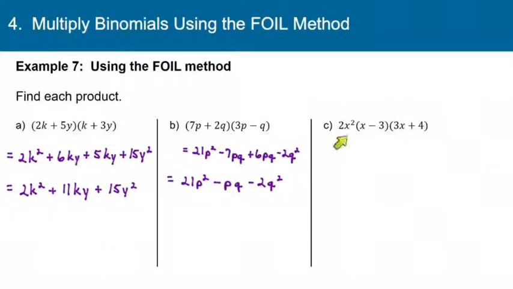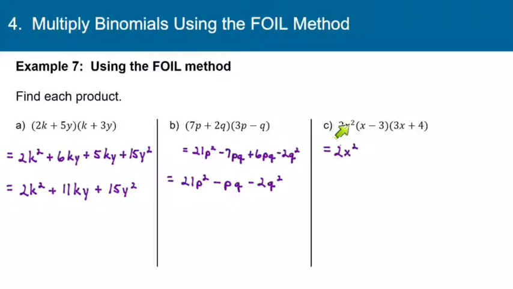Now here in part C we have a type we've not seen before. So we have a monomial times two binomials. There are two ways to approach this. So you could distribute the 2x squared into this parentheses and then use the FOIL method to multiply binomial times binomial. However, I think it's always best to do the two binomials first. It just turns out to be easier in most cases.